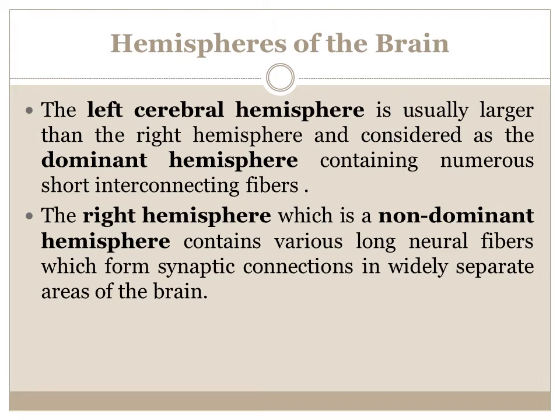The left cerebral hemisphere is usually larger than the right hemisphere and is considered the dominant hemisphere, containing numerous short interconnecting fibers. The right hemisphere, which is the non-dominant hemisphere, contains various long neural fibers which form synaptic connections in widely separate areas of the brain. So the difference between the two is that the left hemisphere consists of short interconnecting fibers, while the right hemisphere consists of long neural fibers.